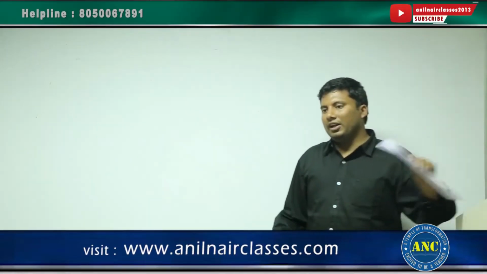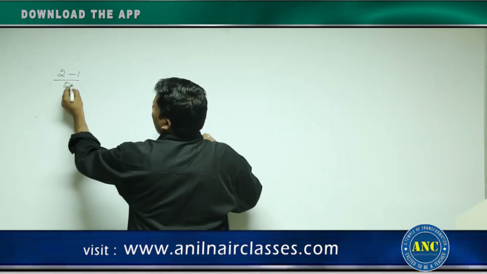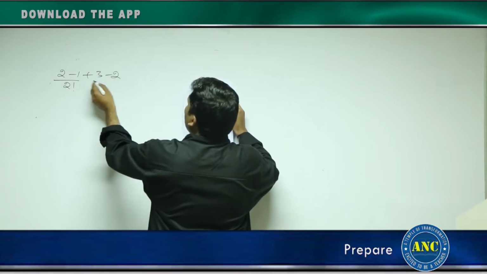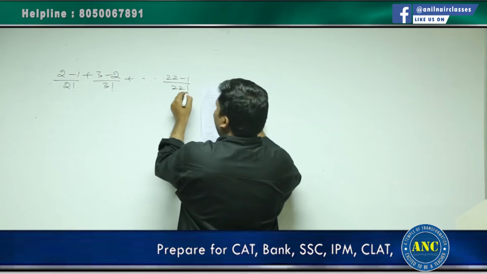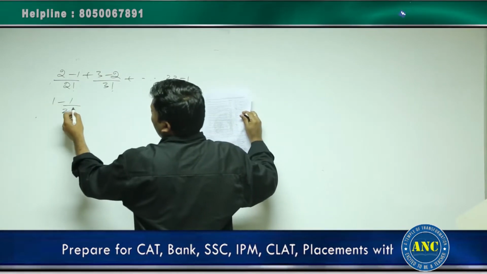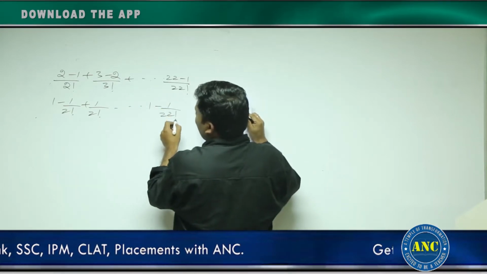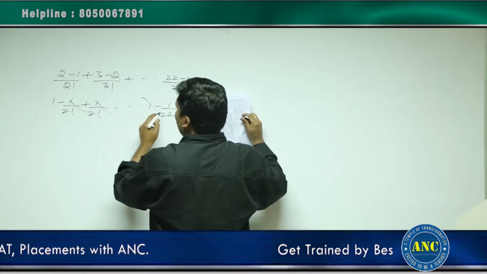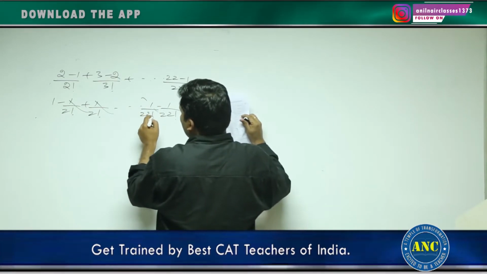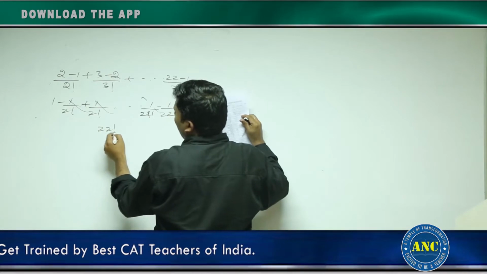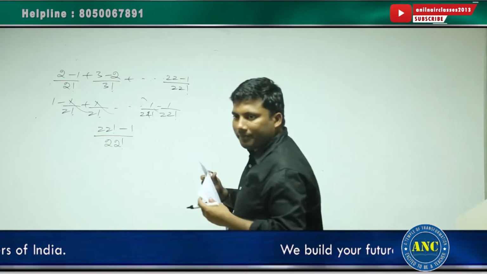15 is, you make the denominator: 2 minus 1 by 2 factorial, 3 minus 2 by 3 factorial, up to 22 minus 1 by 22 factorial. That is 1 minus 1 by 2 factorial, plus 1 by 2 factorial minus 1 by 3 factorial, and so on, up to 1 by 22 factorial. All this will be eliminated, right? First and last remain. So this will be 22 factorial minus 1 divided by 22 factorial.